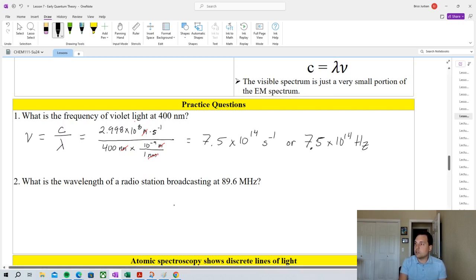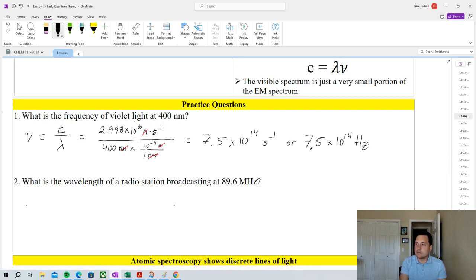So what I want to do is solve for nu and I'll divide both sides by lambda. Oh, I'm sorry. I want to solve for lambda. I want to find the wavelength. So wavelength is lambda, so I'll divide both sides by nu. Lambda equals c over nu. And this is similar to the last problem. We're going to need to convert the megahertz to hertz. So I'll write it like this, times 10 to the 6th.